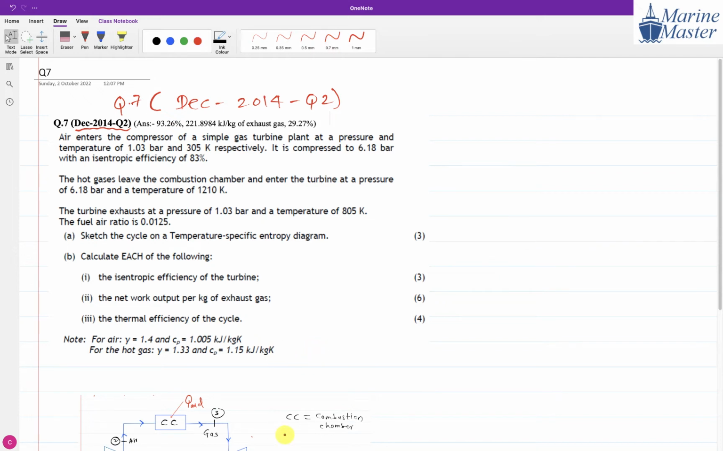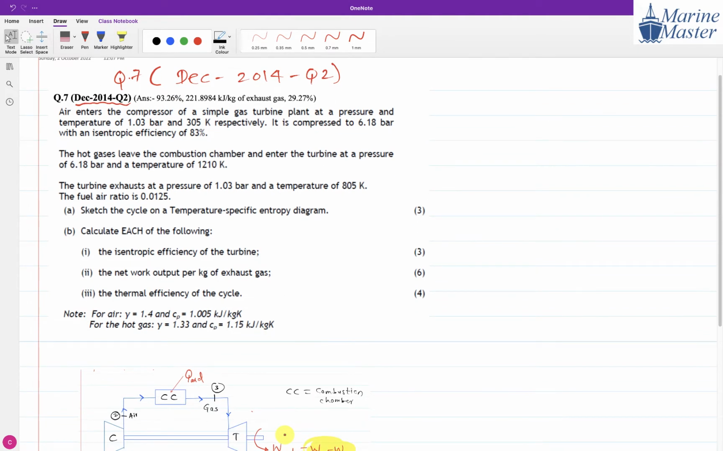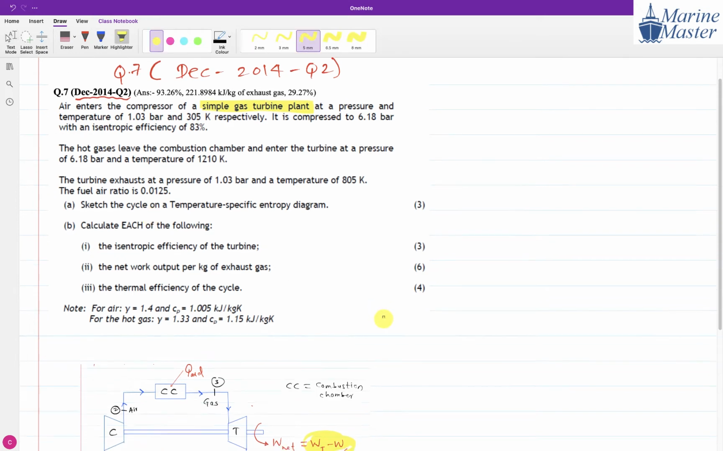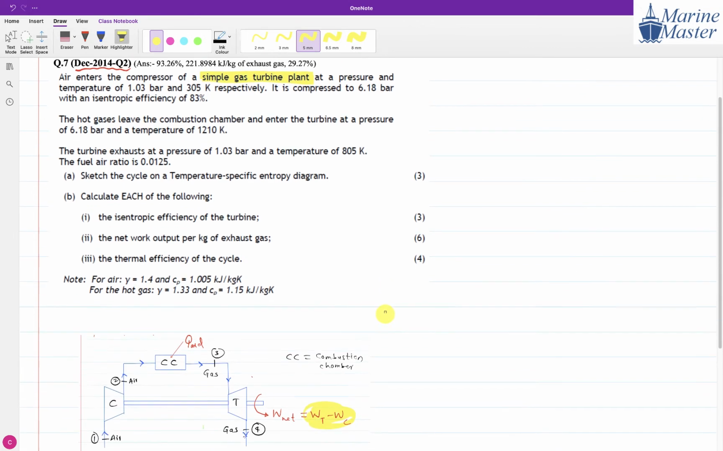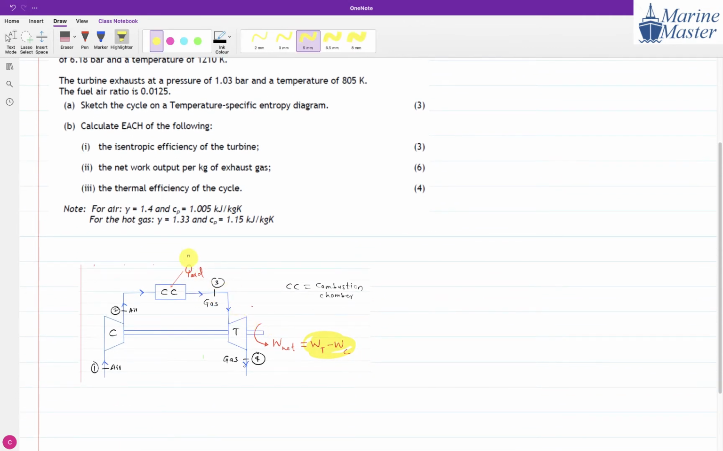Now, after reading this question, we come to know that it is a simple gas turbine plant. They have not asked us to draw the schematic drawing, but in a question on gas turbines, our first task is to draw the schematic diagram of the gas turbine plant. Here we have a simple gas turbine plant, and by default it is an open cycle gas turbine plant. So this is our schematic drawing.